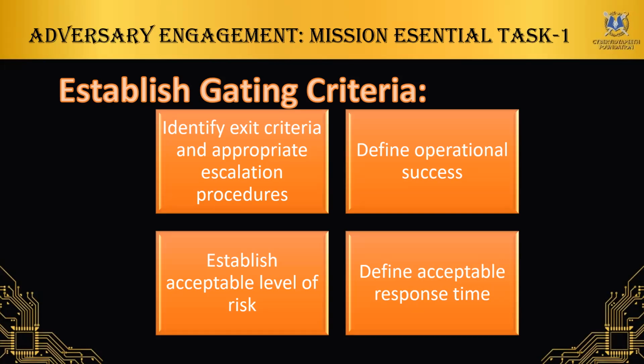So what options do you have? Isolate the machine, which is one of the very critical ones, or switch off some services, switch off the system. You have to cut it off actually. So identifying exit criteria and escalation procedures is one of the critical components of gating criteria. To achieve this, you must define the operational success, because the operational success toll gate has to be defined as a part of the gating criteria.